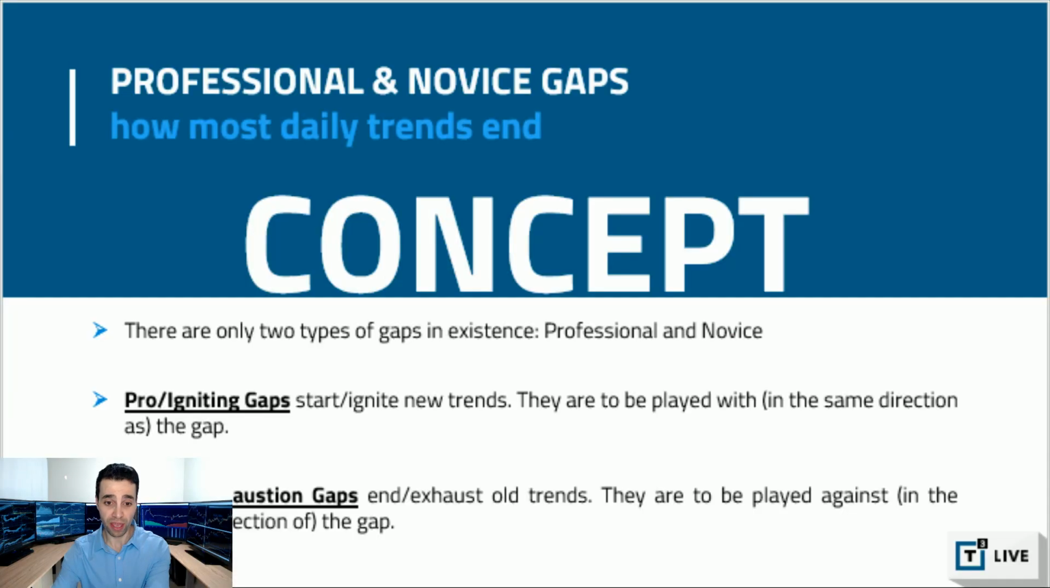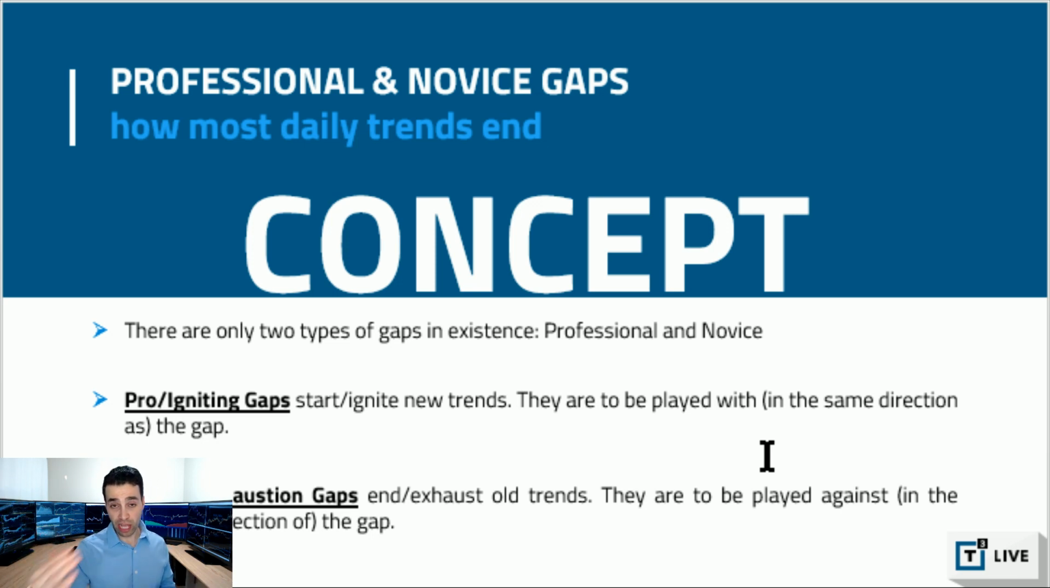Time. Let me show you real quick what the pattern looks like. Here we go. First, before I show you the pattern, I have to tell you that there are only two types of gaps in existence. Professional igniting gaps, which start or ignite new trends. They are to be played with, or in the same direction as, the gap. So if it's a gap up, you want to play it long. If it's a gap down, you want to play it short.